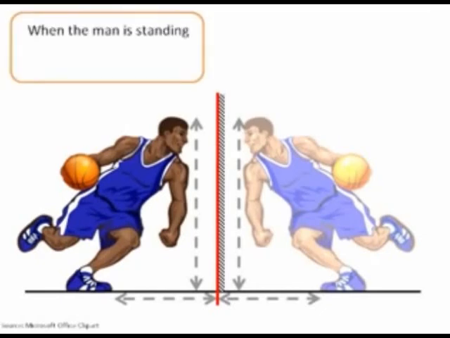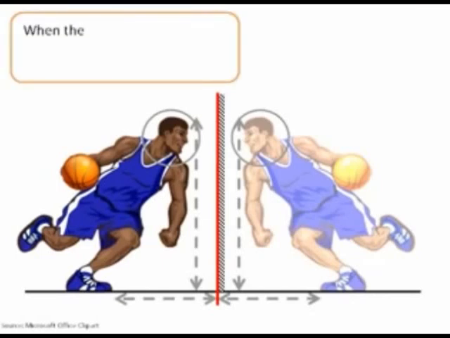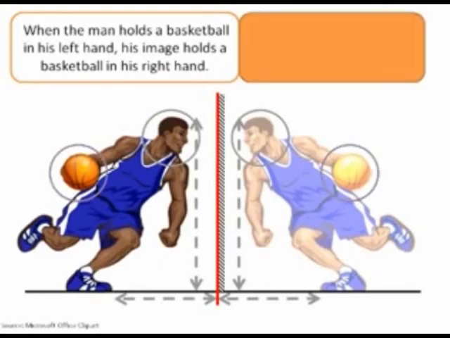Then, when the man stands upright, his image is upright as well. And this means that the image formed in a plane mirror has the same orientation as the object. Finally, when the man holds the basketball in his right hand, the image holds the ball in his left hand. This means that the image formed in a plane mirror is laterally inverted.